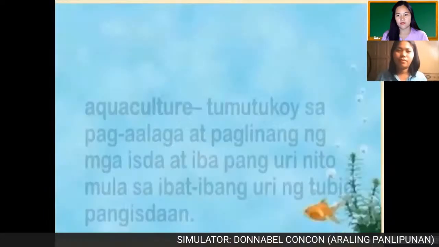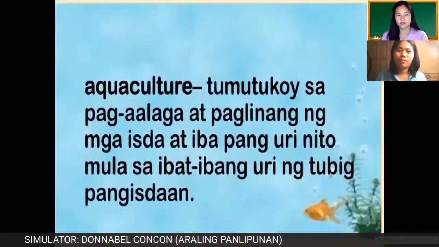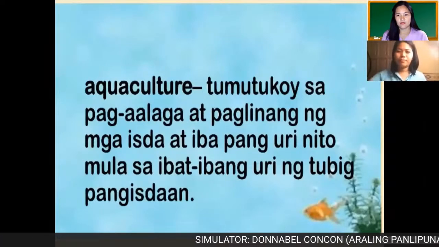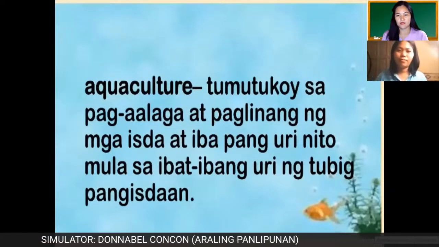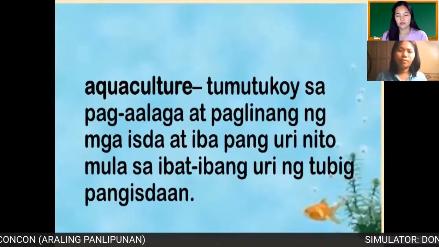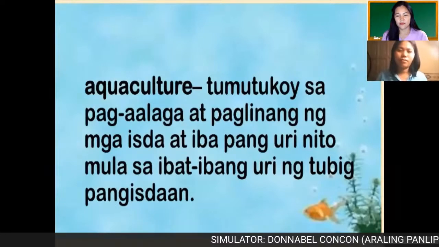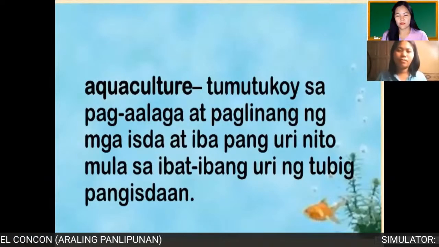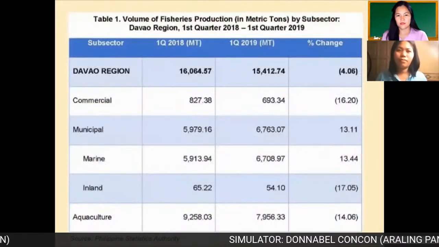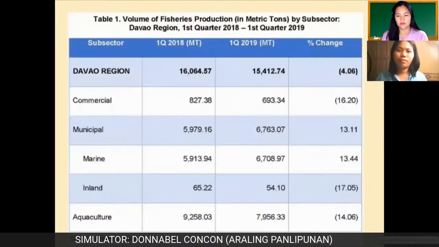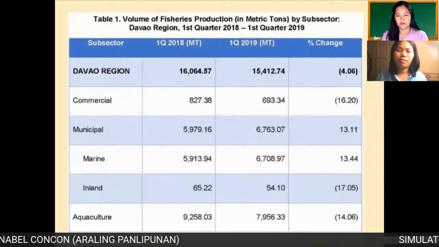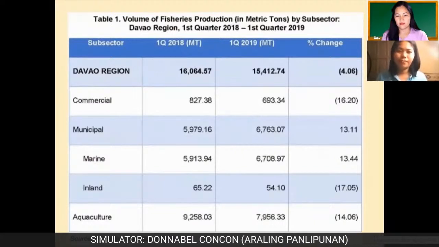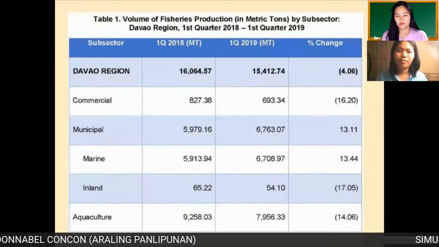Ang pangatlong uri ng pangingisda ay tinatawag na aquaculture. Tumutukoy ito sa pag-aalaga at paglinang ng mga isda at iba pang uri nito mula sa iba't ibang uri ng tubig pangisdaan. Ang halimbawa nito ay ang pag-aalaga ng hito, kung saan marami tayo dito sa ating distrito. Makikita sa volume of fisheries production by subsector ng Davao Region ng first quarter ng taong 2018 hanggang first quarter ng taong 2019 ay nangunguna ang aquaculture sa may pinakamaraming production.